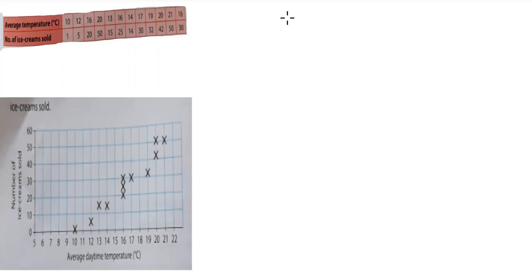Okay, so what we're going to look at in this lesson is the idea of what's known as a scatter graph, or scatter diagram. It comes under a few different names.